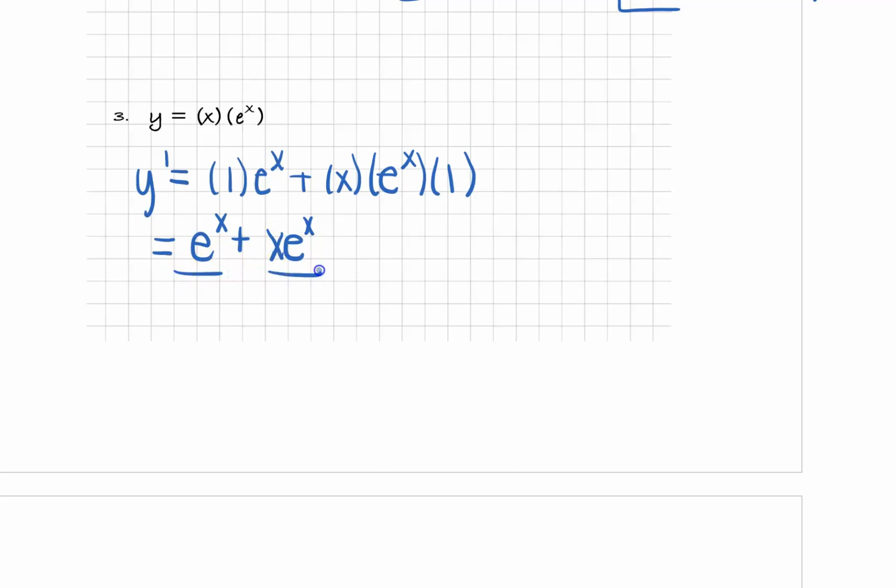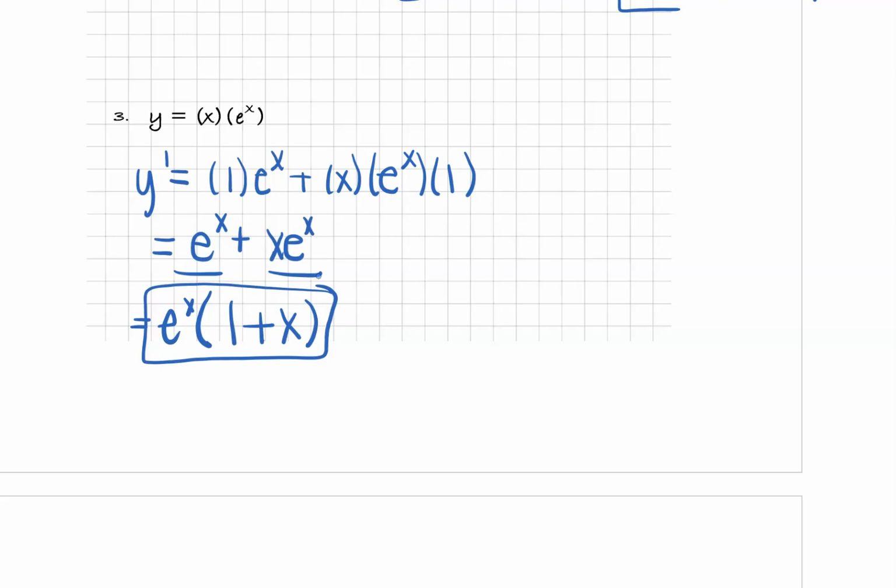And I notice they both have an e in common. So I'm going to pull that out front. That leaves me with 1 plus x. And so pretty neat little problem there because it has the product rule, it has your exponentials, but it also has some factoring and cleanup.